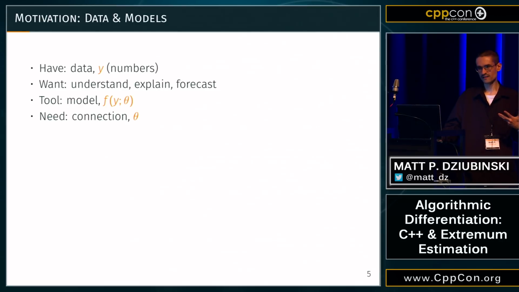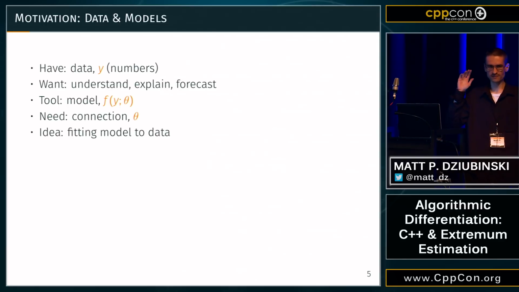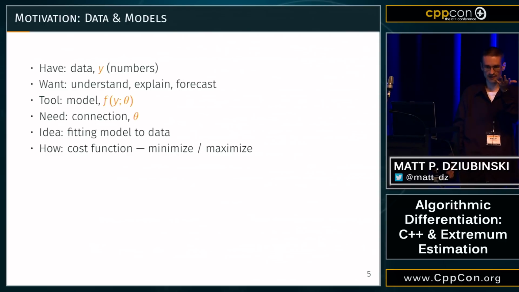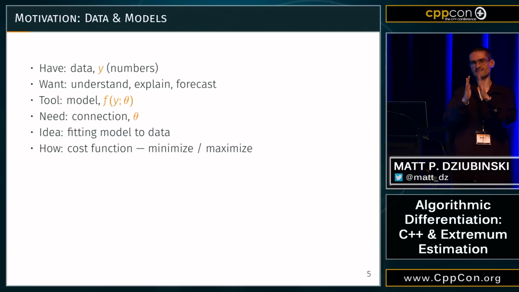What we need is to have some kind of connection between the model and the data. And the idea is that we try to fit the model to the data. So we would like to have something that either makes the model as close as possible to the data, which is maximizing the closeness, or something that at least tries to minimize the error. All models are wrong. Some models are useful. We might as well minimize the discrepancy.